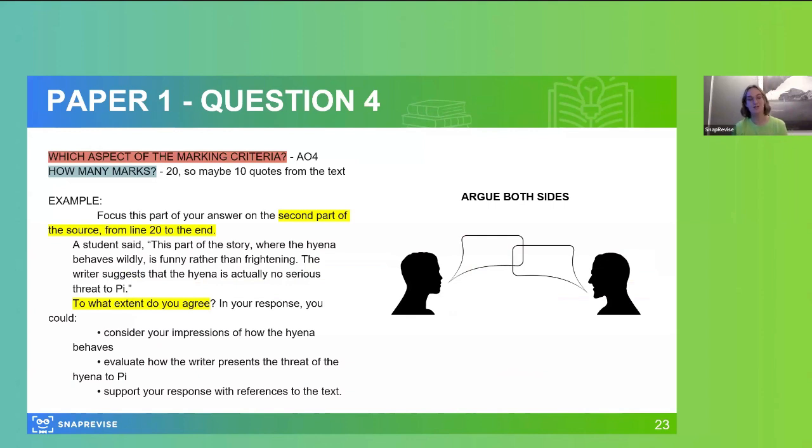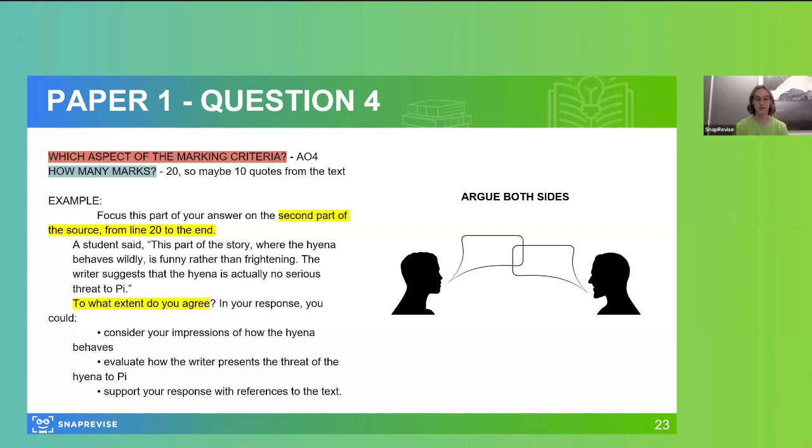Moving on to question 4. Now this goes on to AO4, which is all about the use of quotes to support your critical evaluation. And it's worth 20 marks. I've said maybe 10 quotes from the text. I would say anywhere between about 8 and 10 would probably be fine. And this is often a slightly comparative question, and you need to argue both sides. So you're often asked, to what extent do you agree?